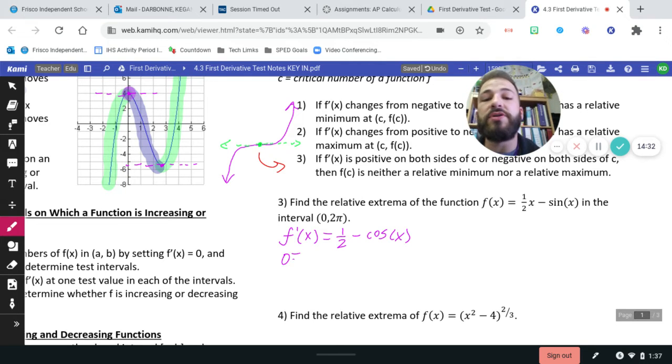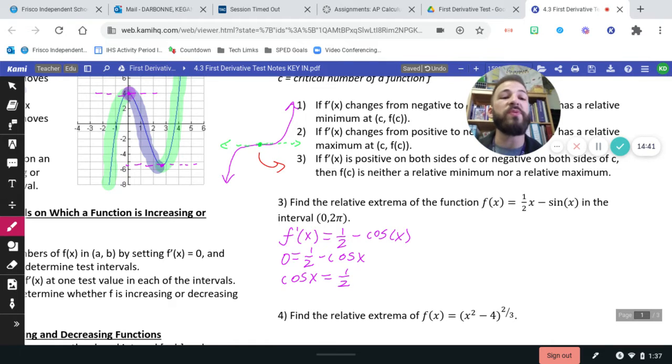So 0 is equal to 1/2 minus cosine of x, which means I want to know where cosine of x is equal to 1/2, and where between 0 and 2 pi is cosine equal to 1/2. That would be at pi over 3 and 5 pi over 3. Okay, and that's just from the unit circle, working backwards. Remember, trig is a thing too. Even though we don't like trig, we do still have to work with trig. Okay, so now just like before, we're going to set up our number line.